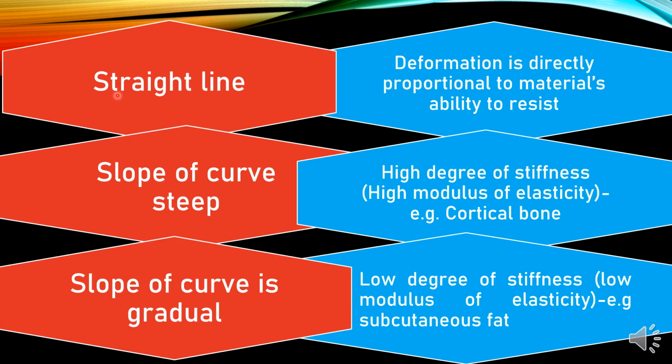So let's talk about interpretation of the graph in the elastic region. If it is a straight line, that means deformation is directly proportional to the material's ability to resist. If the slope of the curve is steep, that means it has a high degree of stiffness and a high modulus of elasticity. For example, this happens in cortical bone. And if the curve is gradual, that means it has a low degree of stiffness, meaning a low modulus of elasticity, and an example is subcutaneous fat.